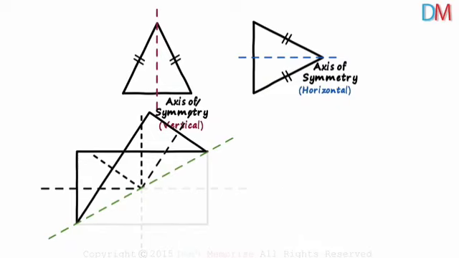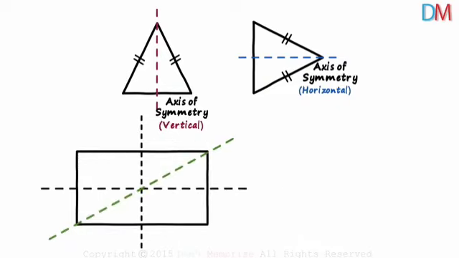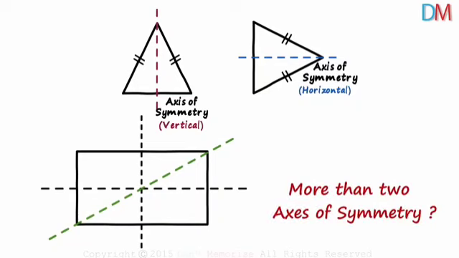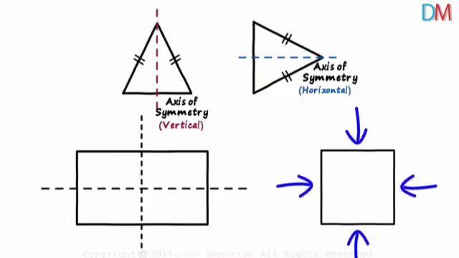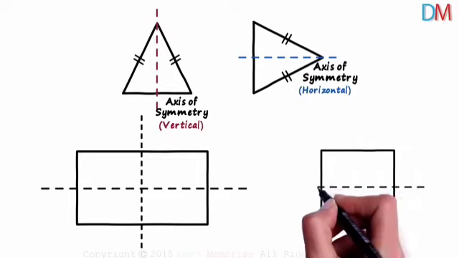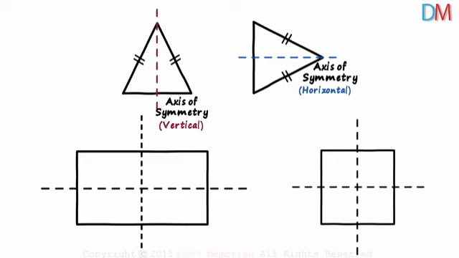Okay, here's another question for you. Can a figure have more than two axes of symmetry? If yes, then which figure? Again, the answer is yes. Take the example of a square. All its sides are equal and all four angles are right angles. It has a horizontal as well as a vertical axis of symmetry just like the rectangle.